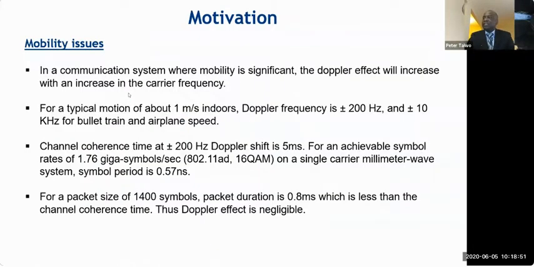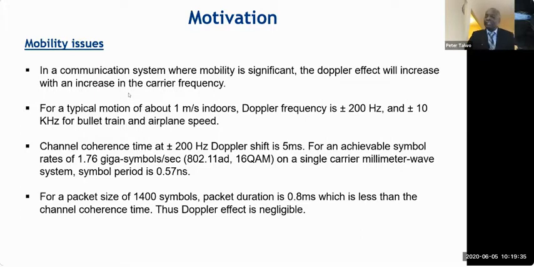Now let's look at what the mobility issues are for the indoor. Generally, in a communication system where mobility is significant, the Doppler effect will increase as the carrier frequency increases. So for the indoor, where we have a typical motion of 1 meter per second, the Doppler frequency is plus or minus 200 hertz, compared to the outdoor, where we can have very high speed like that of a bullet train and airplane. The Doppler we'll be considering there will be about plus or minus 10 kilohertz.